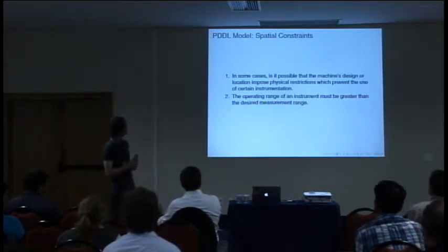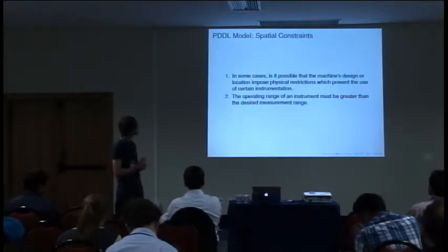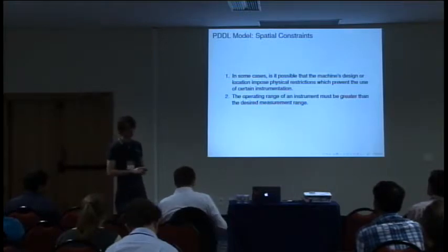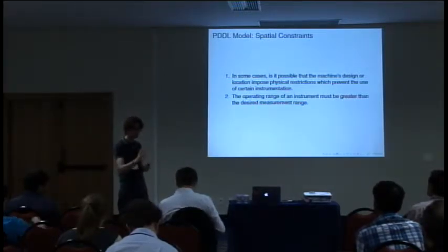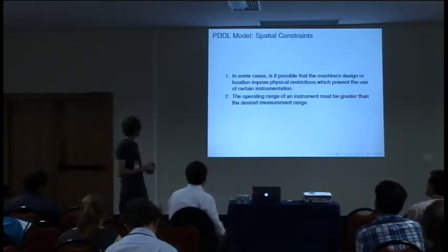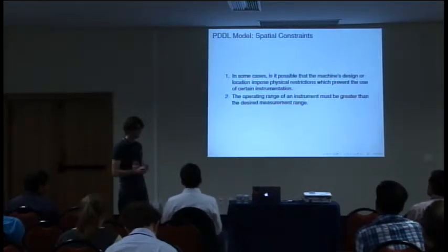So also we have some spatial constraints on the machine's design and location, which can prevent the use of some instrumentation. You might go to an industry where the machine is in such an awkward position and you just can't set up your instrumentation outside of it to get the laser in, or the machine's volume might be so small that you just physically can't get in there, so you have to be very careful of what you use. And also the operating range of the instrument must be greater than the desired traversal length.